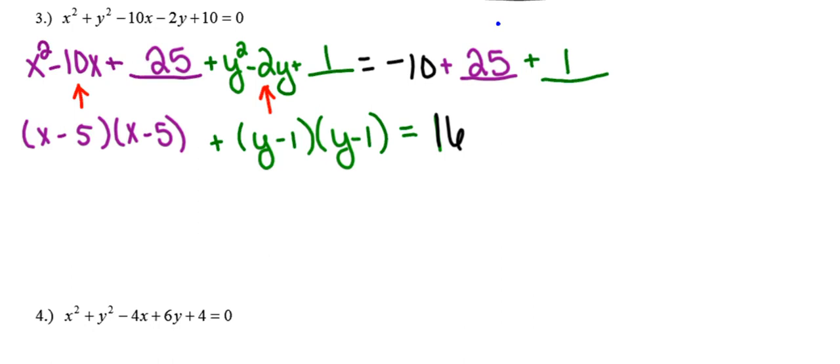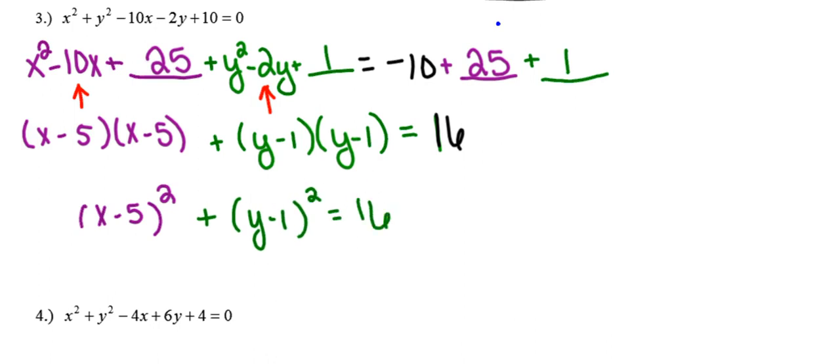All right, so hopefully you ended up with x minus 5 times x minus 5 plus y minus 1 times y minus 1 equals 16. And then the last step in this whole process is to go ahead and rewrite the x minus 5 times itself as x minus 5, the quantity squared. Rewrite the y minus 1 times itself as y minus 1, the quantity squared, equals 16. And now that you've completed the square, we can determine that the coordinates of the center of the circle are 5, 1, and the radius is the square root of 16, which is 4.